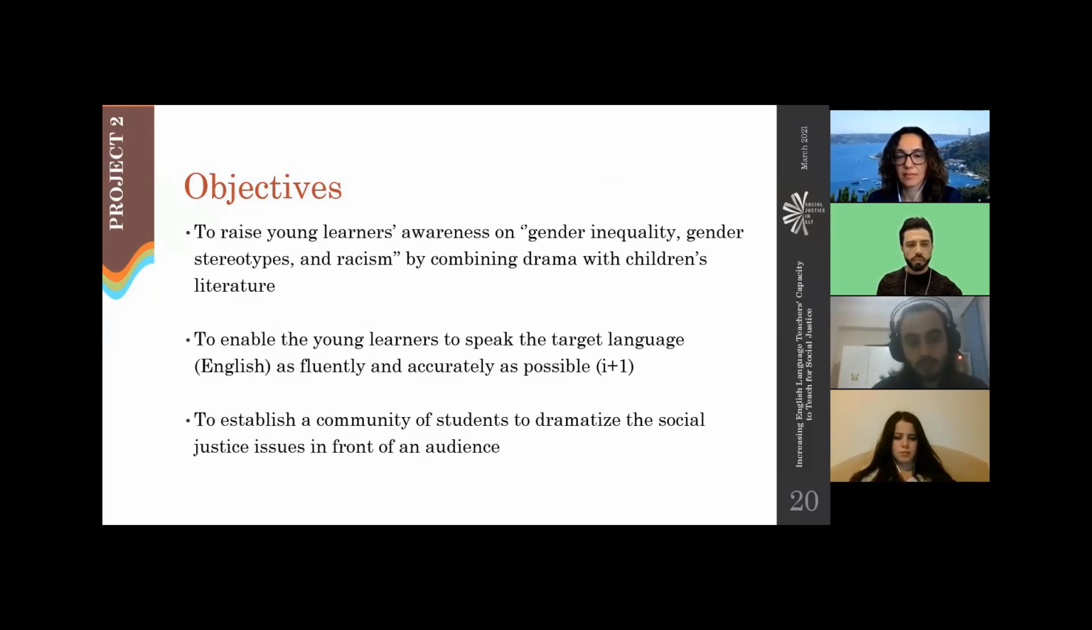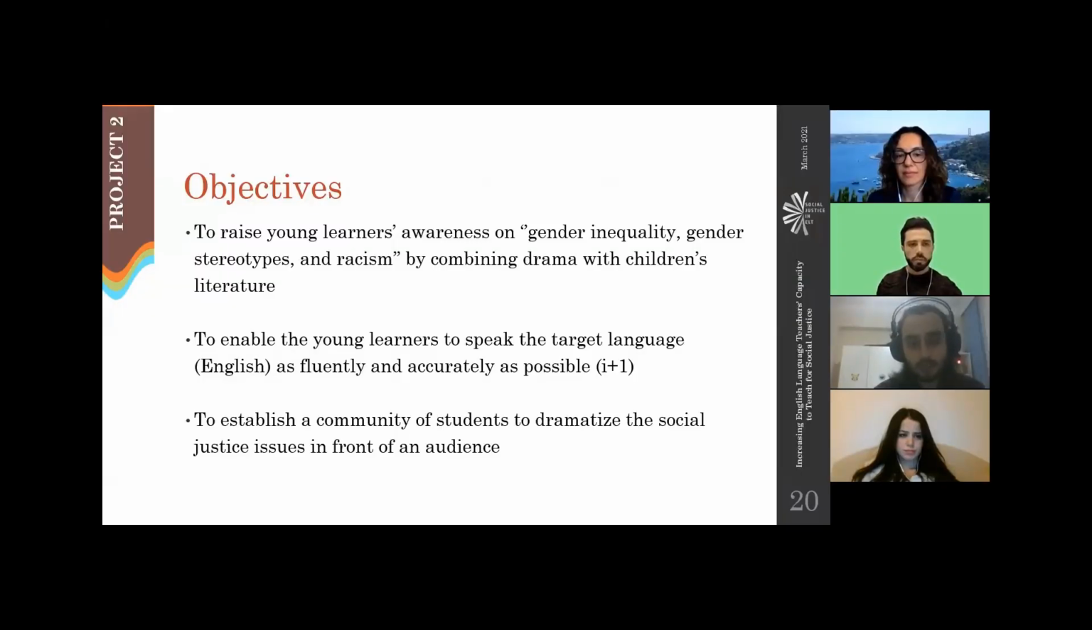First of all, to raise young learners' awareness on gender inequality, gender stereotypes, and racism, as I mentioned earlier. Secondly, this objective is based on the English part of my project, because I prepared some scripts out of 3 books, and the scripts contained grammar and vocabulary that were beyond my young learners' levels. So that's why I aimed them to speak this language, this English, which was beyond their level, as fluently and accurately as possible.